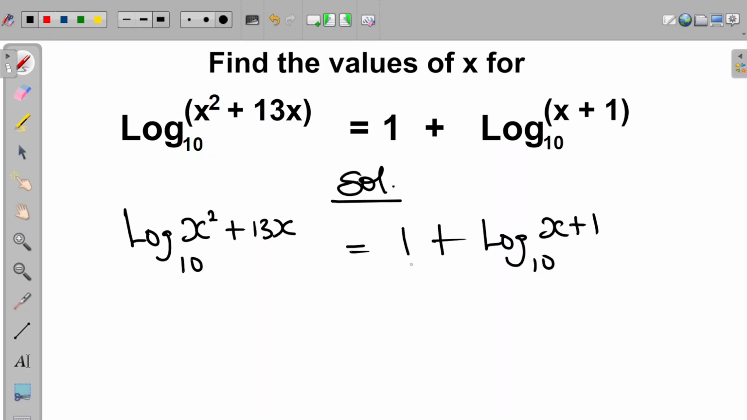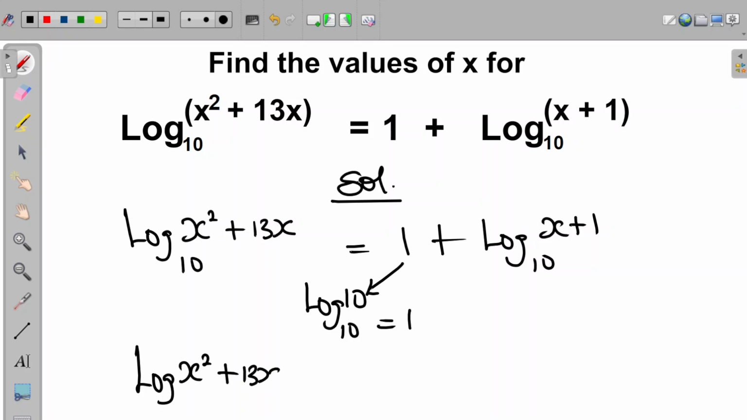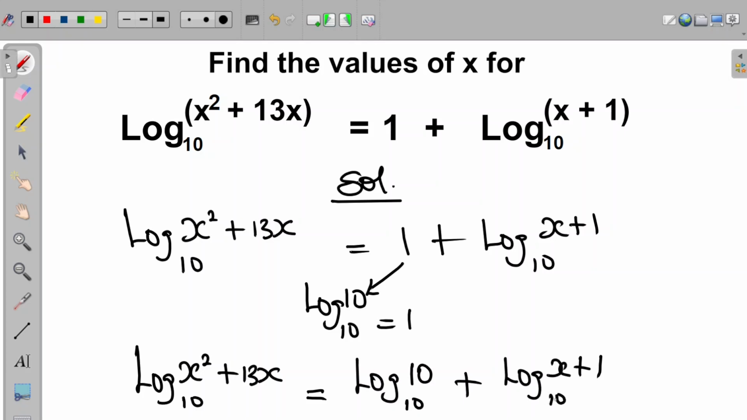Now recall that since we have our logarithm expressed in base 10, log 10 to base 10 is equal to 1. This is because logarithm of a number to its own base is equal to 1. So anywhere we see 1, we replace it by log 10 to base 10. Thus, the equation becomes log(x² + 13x) in base 10 is equal to log 10 to base 10 plus log(x + 1) in base 10.